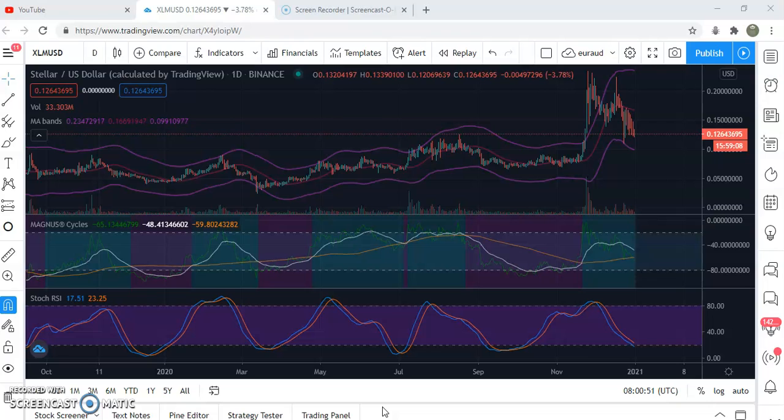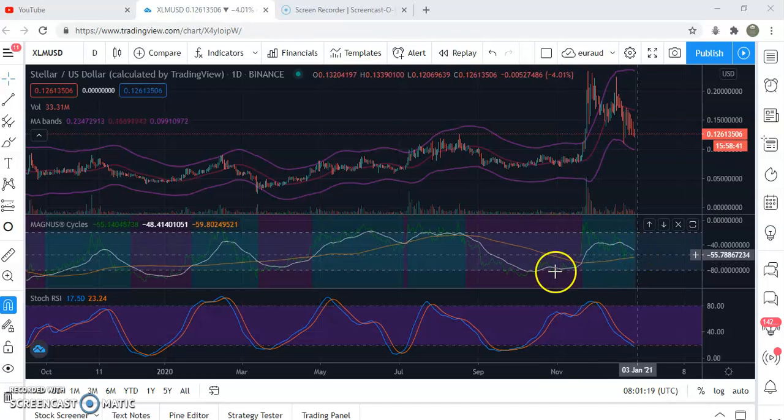Let's start analyzing with Stellar against the US dollar. In the upper section of the chart we see the price enveloped inside two triangular moving averages, while beneath we see two different kinds of cycles. One is more oriented to the long term, which is the Magnus cycles, and the second one is the classic RSI. I use both indicators in order to detect the cycles. Obviously, I've changed the parameters, and I can reveal the parameters only to my Patreons.